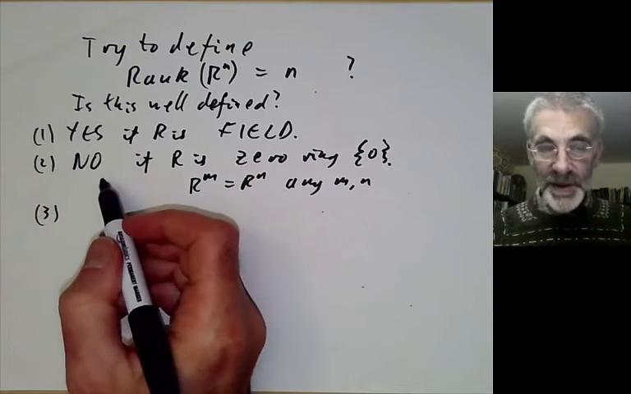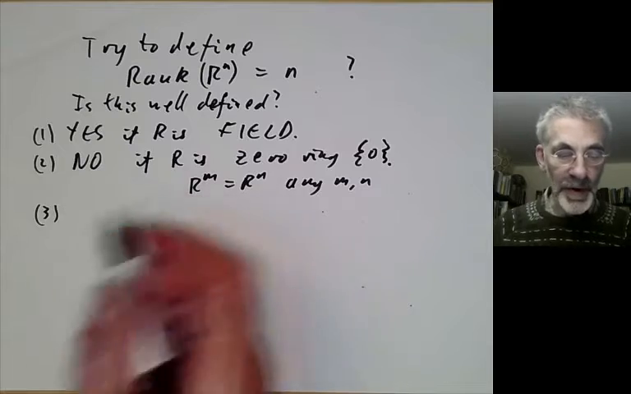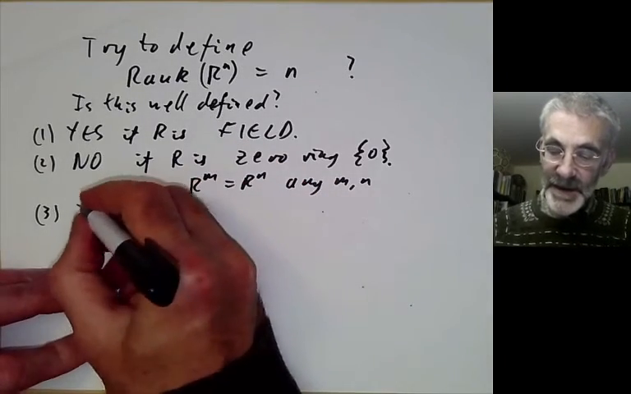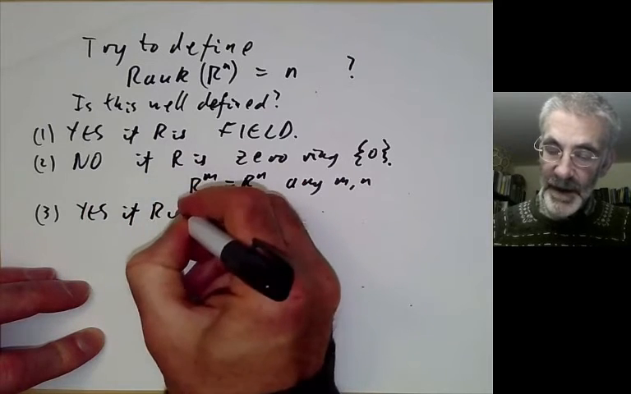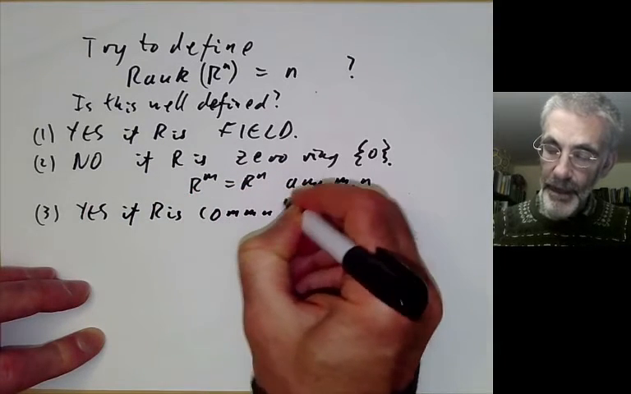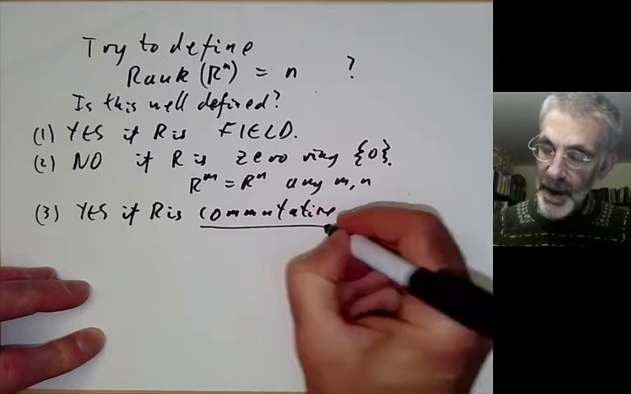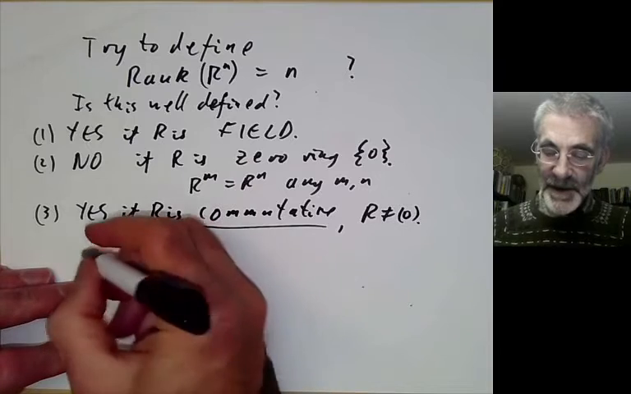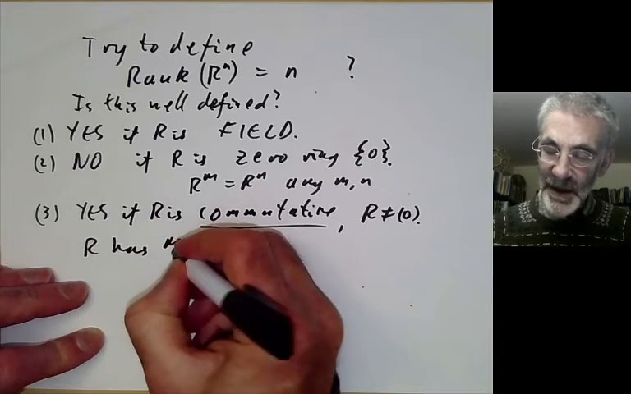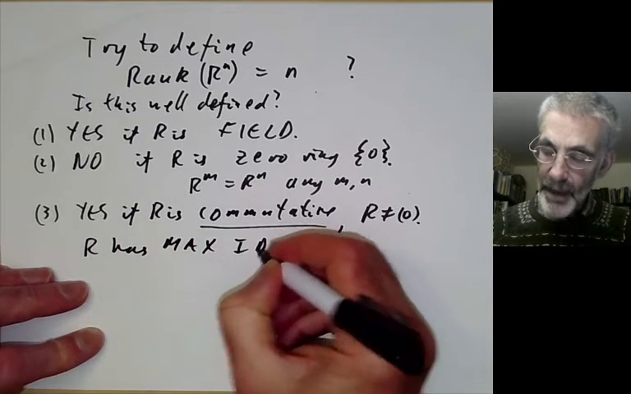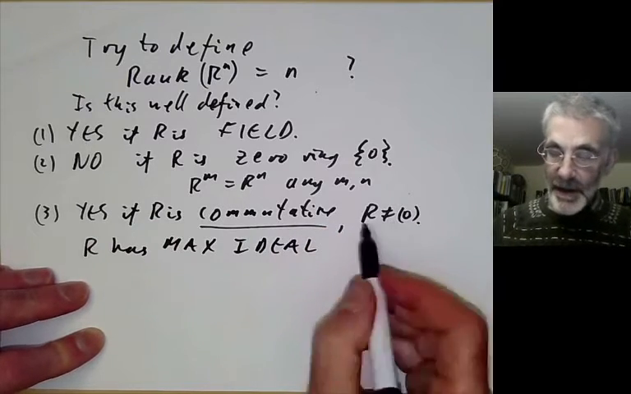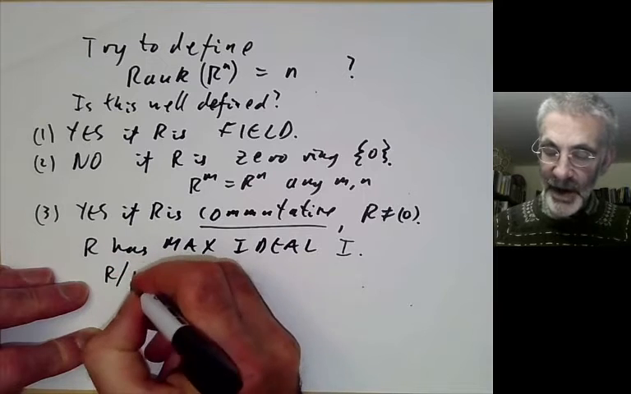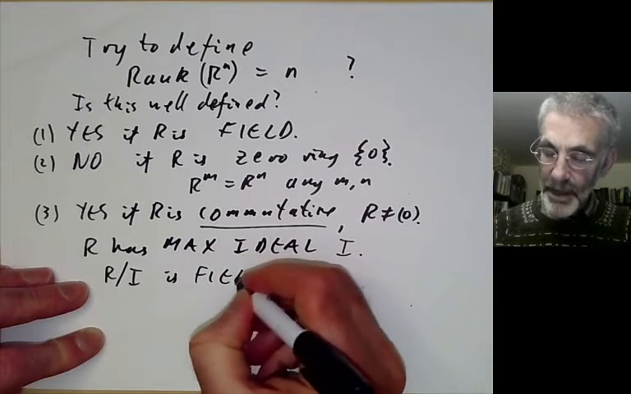Well, apart from this rather stupid counterexample, for all the obvious examples you can think of, the rank is well defined. For instance, the answer is yes if R is commutative, but R is not the zero ring. And this follows because R has a maximal ideal. We saw that any non-zero ring has a maximal ideal, so it has a maximal ideal I, and then R over I is a field.